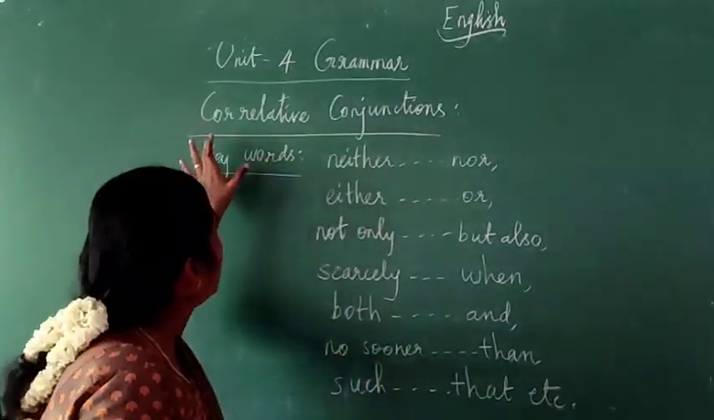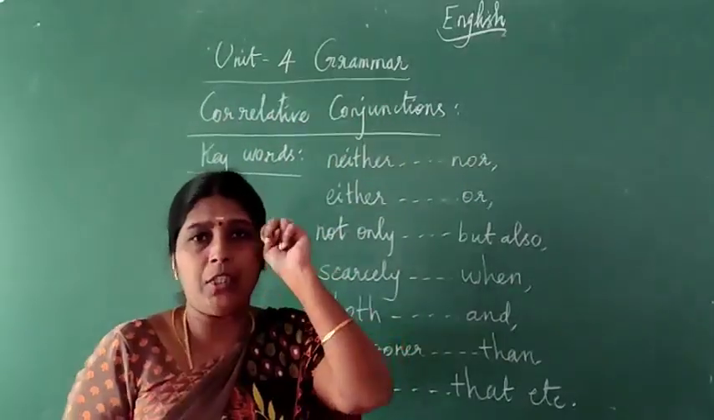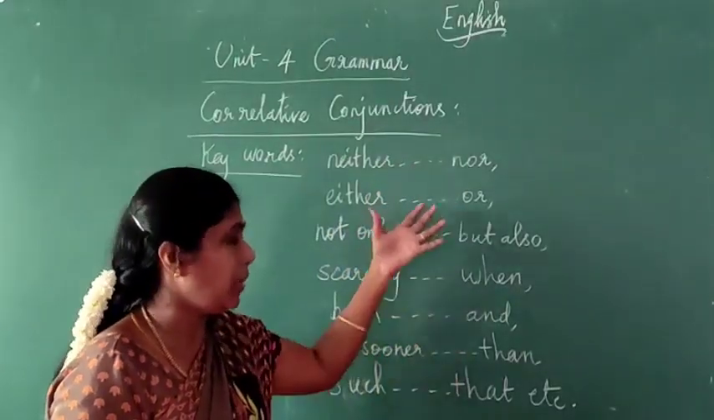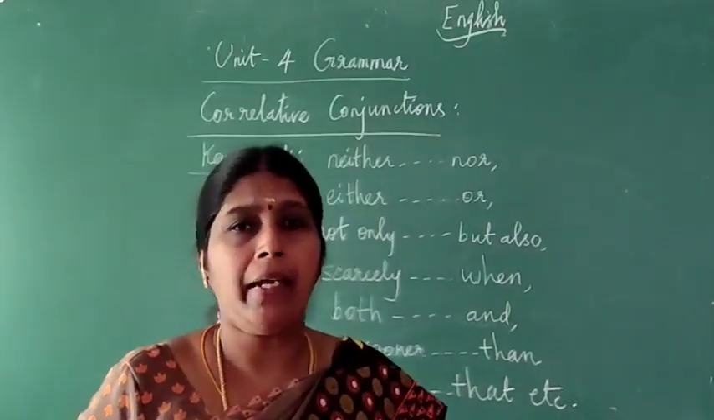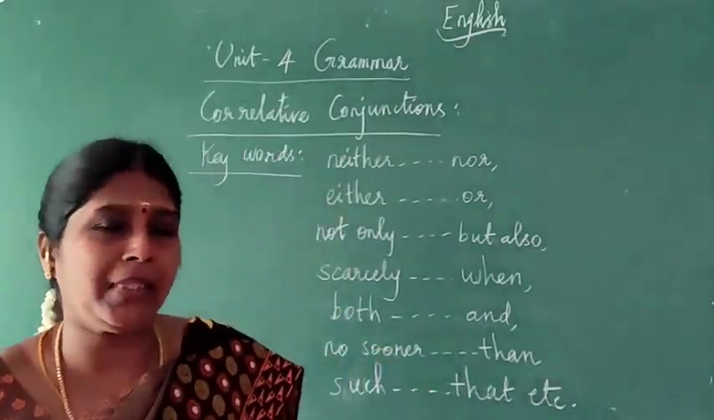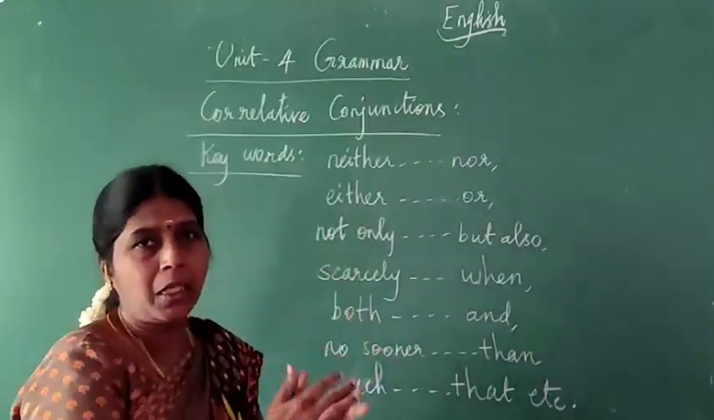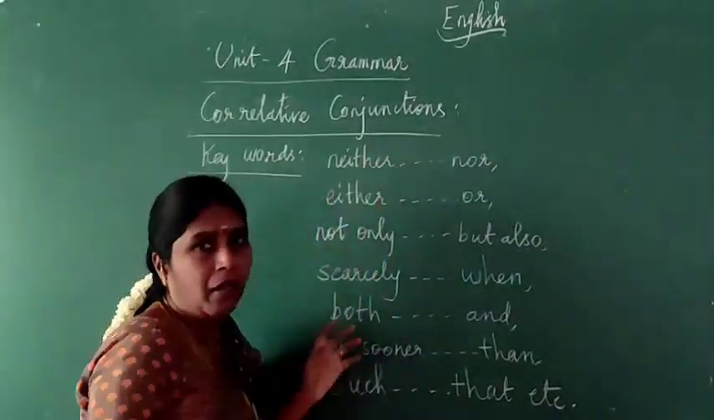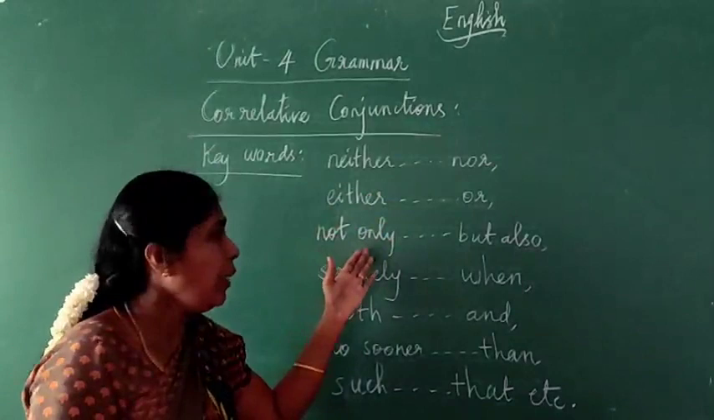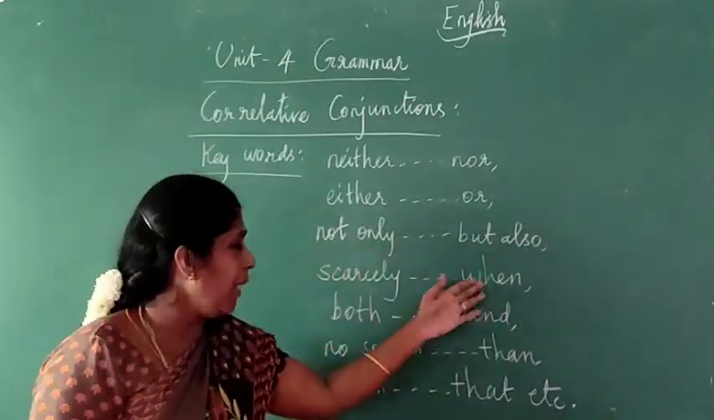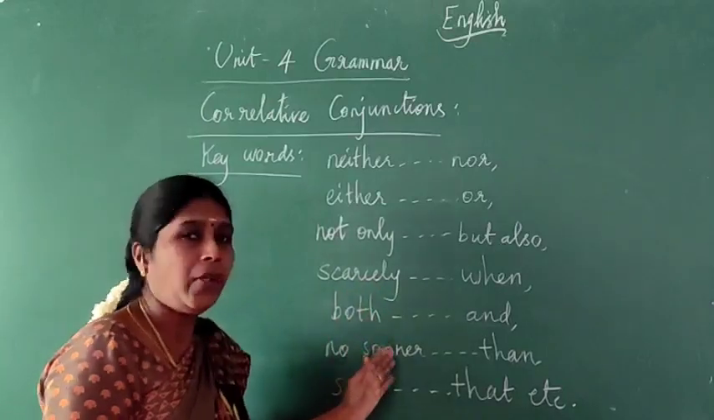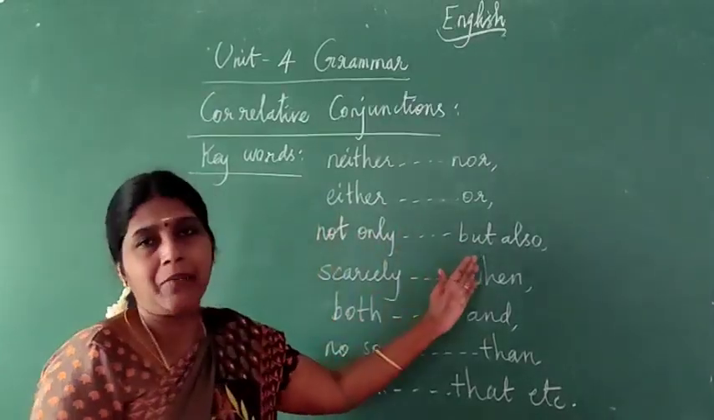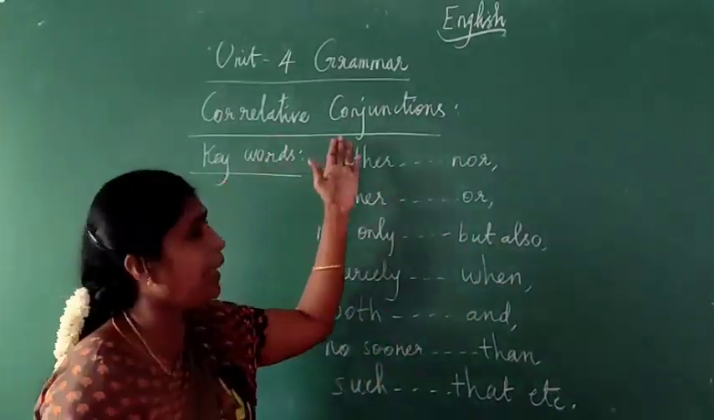Yes, students. So here, correlative conjunctions are two words that come together, as I already told you. Now say these key words. By seeing them, you can easily identify that a correlative conjunction is present in the sentence. What are the pairs of words? Always this word is paired with this word only. Neither nor, either or, not only but also, scarcely when, both and, no sooner than, such that, etc. So this is correlative conjunction.